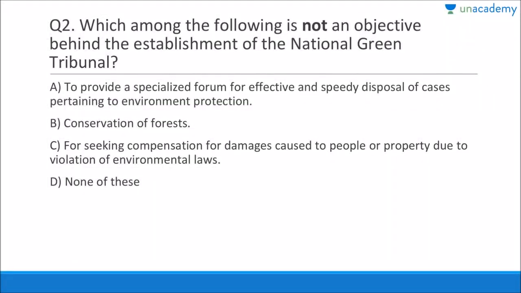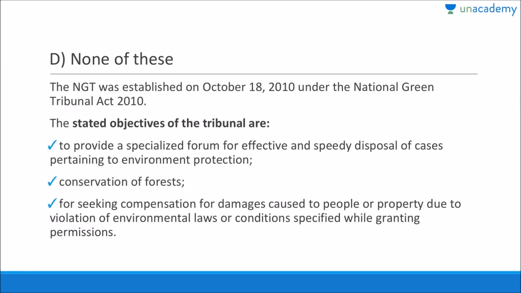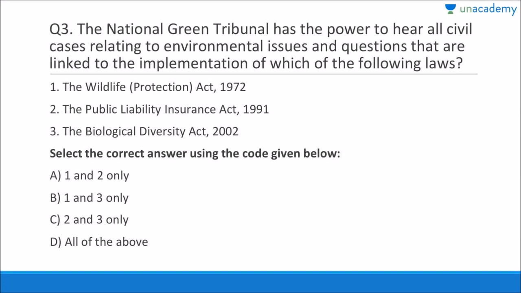Question number 2. Which among the following is not an objective behind the establishment of the National Green Tribunal? To provide a specialized forum for effective and speedy disposal, that is correct. To conservation of forests, that is correct. For seeking compensation for damages caused to people or property due to violation of environmental laws. That is also correct. So answer here is D, none of the above. So all of these are there.